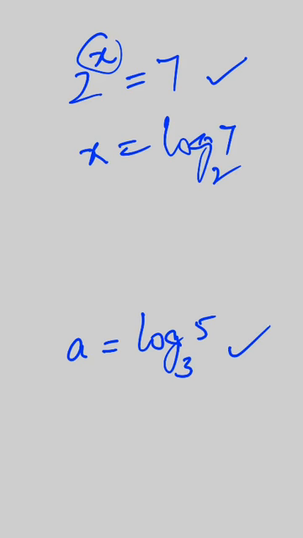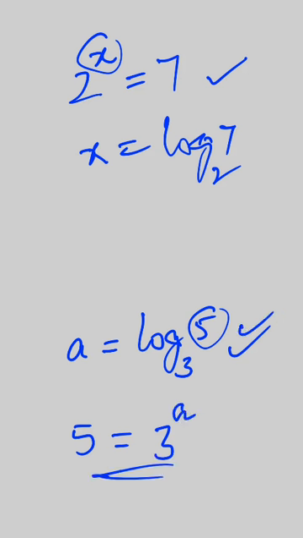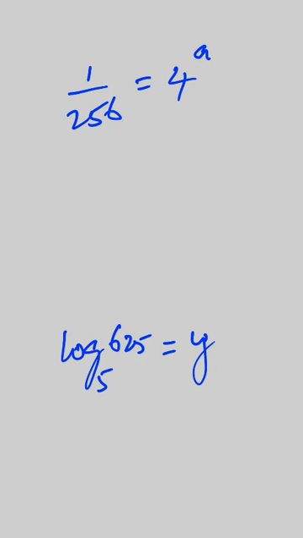Here the logarithmic form is given, how can we write the exponential form? First, this is the exponent. That means 5 is equal to, and what is the base here? 3 power a. This is the exponential form of this logarithm.